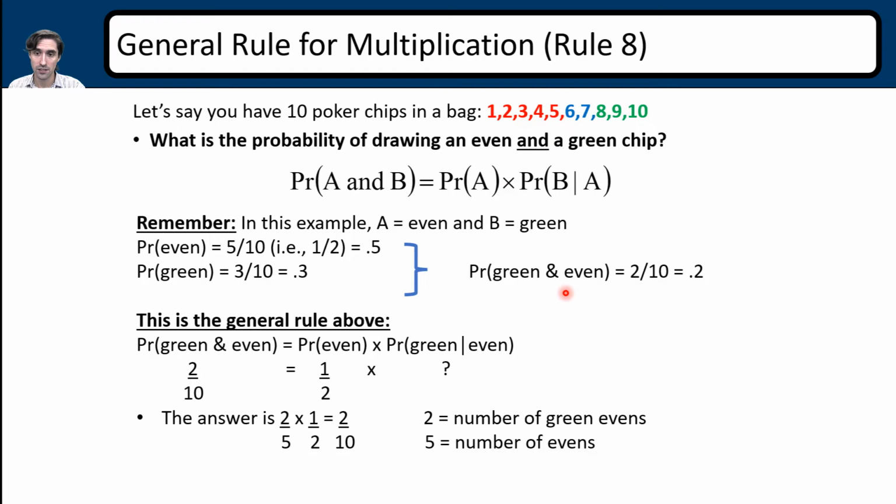So the probability of green and even, which really just narrows it down to 8 and 10, that's just 2. So it's 2 divided by 10. So that is the general rule of it. It's multiplication. You can just look at it the same way. And that's rule 8.